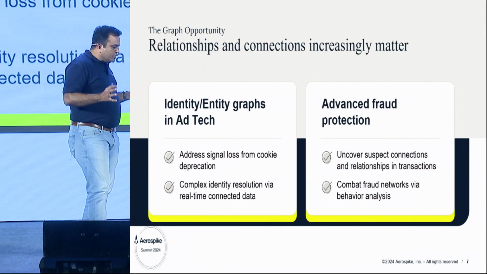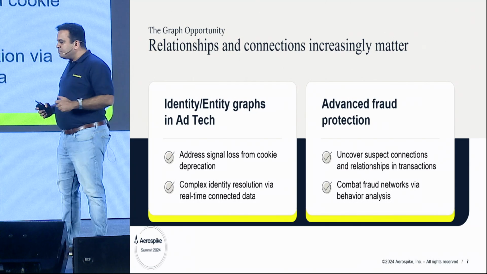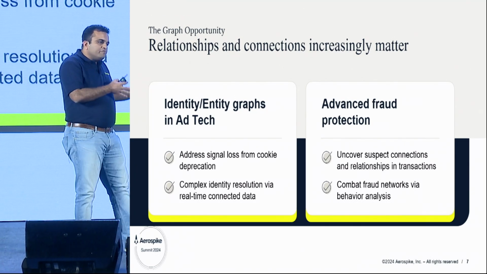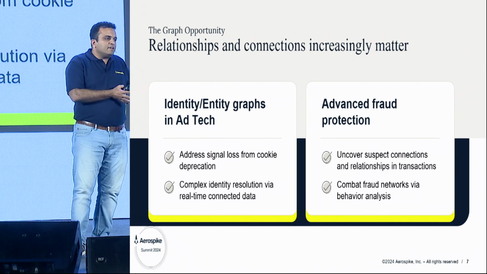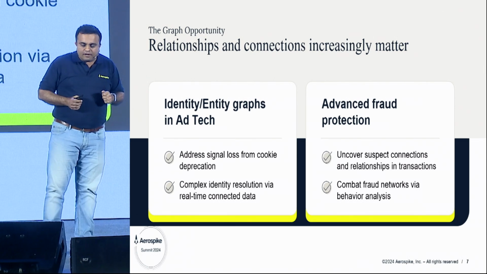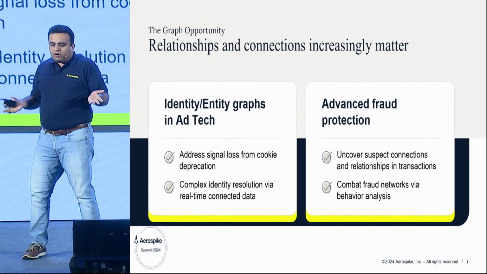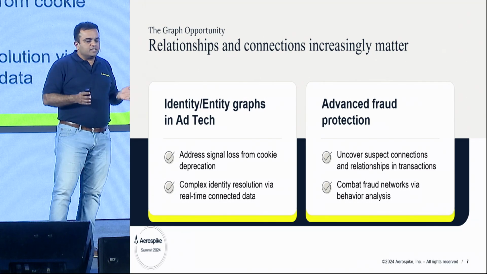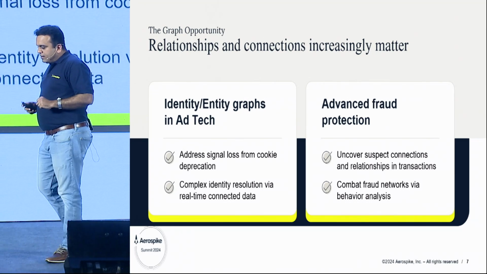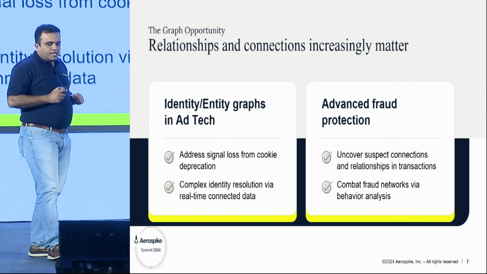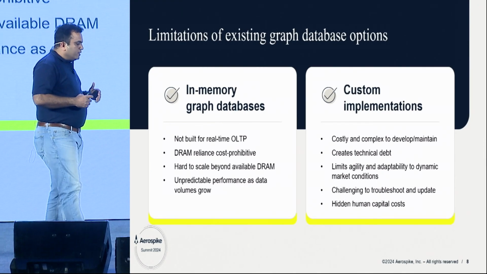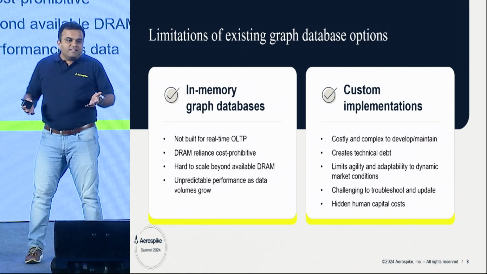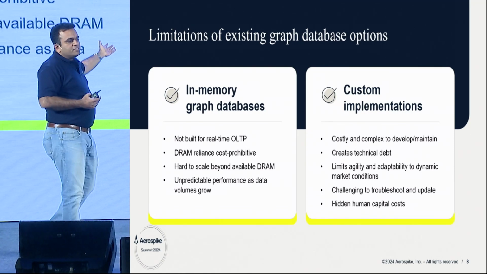So what we learned from these two industry examples is that relationships and connections increasingly matter to help you identify who the person is, if you consider the advertising tech industry and an identity graph, or to uncover fraud by constantly evolving your rules interconnected with each other. Some examples of where graph databases really play a role. Let's look at the current set of graph databases out there in the market and how they fare against such industry use cases.